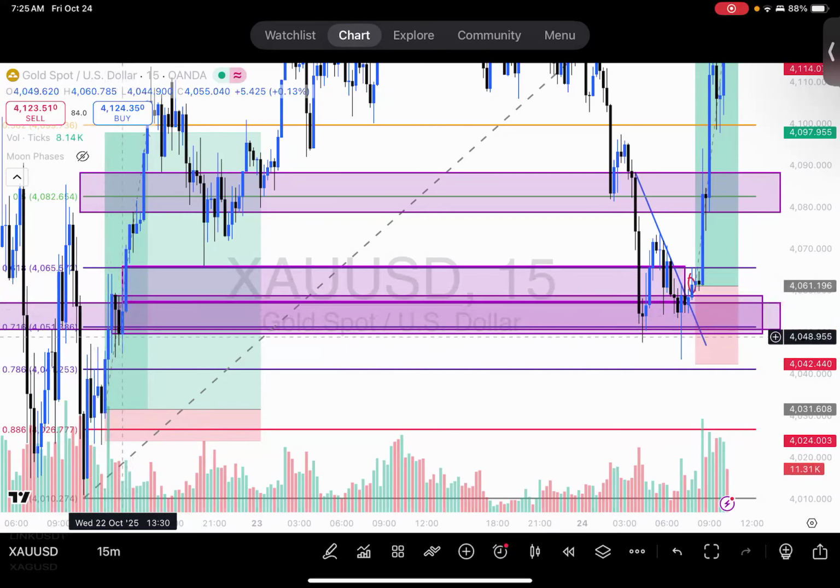And let me try and open this up again on TradingView. Not sure what happened there. There we go. For some reason, it just went blank.